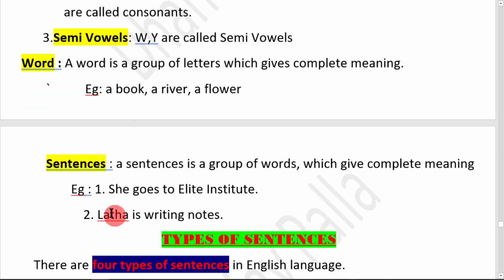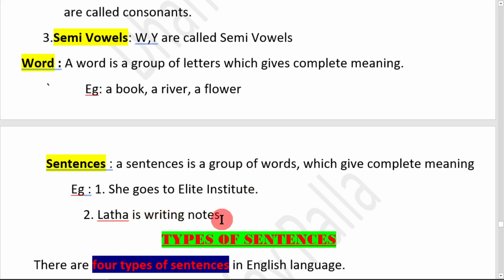Afterwards, we have to know about the sentence. A sentence is a group of words which give complete meaning. A group of words added in a place will give the complete meaning. For example, she goes to Aligned Institute. Here she is the pronoun, goes is the verb, to is the preposition, Aligned Institute is the object. With the group of words we have created a sentence. Grammatically, when we form the words, it can become a good sentence.